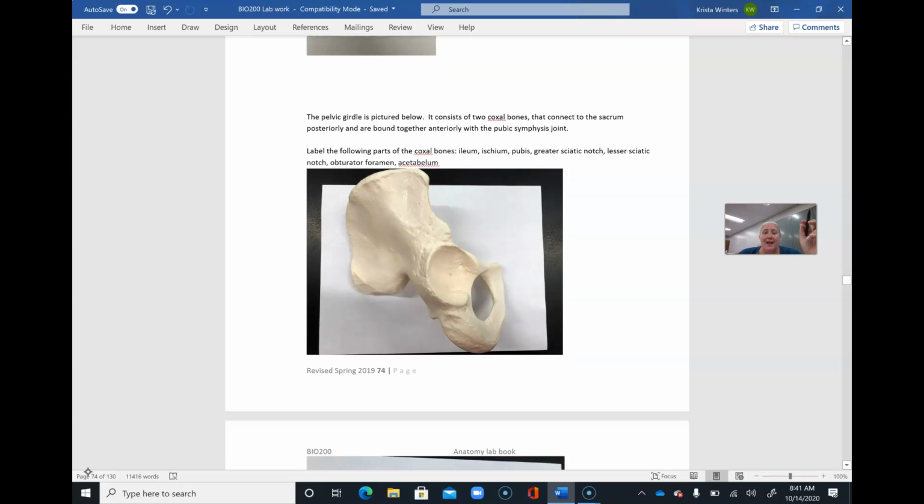And so now we're looking at the pelvic girdle. So I'm going to just hold up this whole structure here. This is a pelvis. The pelvic girdle is a total of 3 bones that have fused together. And so you can see them here in one side.